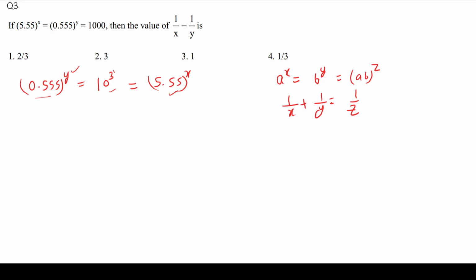Now this becomes x, y and z. We can write it as, this will give us the value of 1 by x equal to 1 by 3. Hence the answer will be option 4.